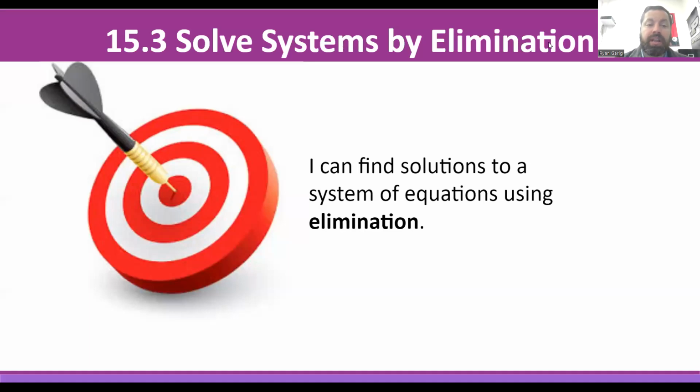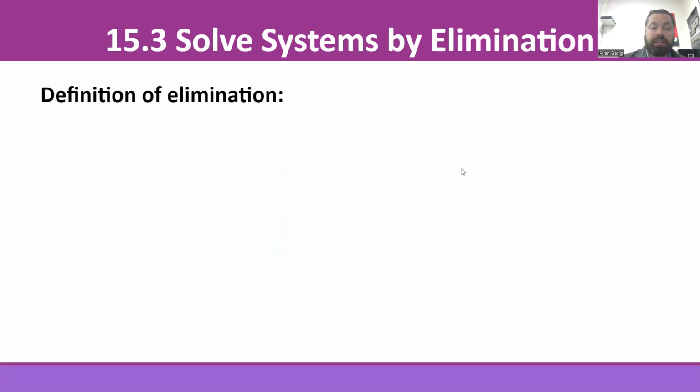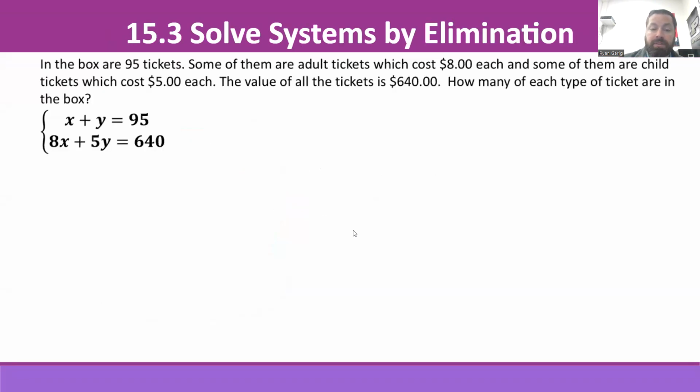Hey, here we go with lesson 3 of week 15, the third method for solving a system, elimination. So what is elimination? All it means is to get rid of something. So if I have 6 of something and I take those 6 away, I've eliminated it. I have 0 left. That's what we're doing here. Seems pretty simple, right? Let me show you how.